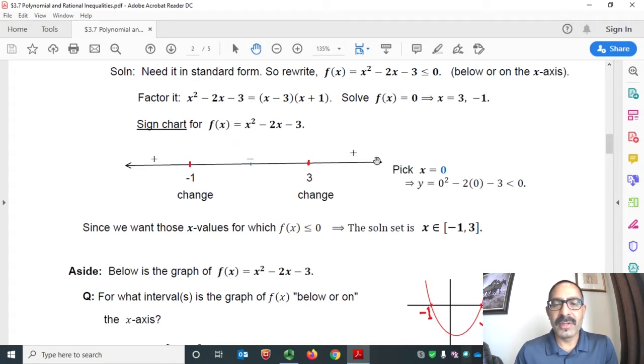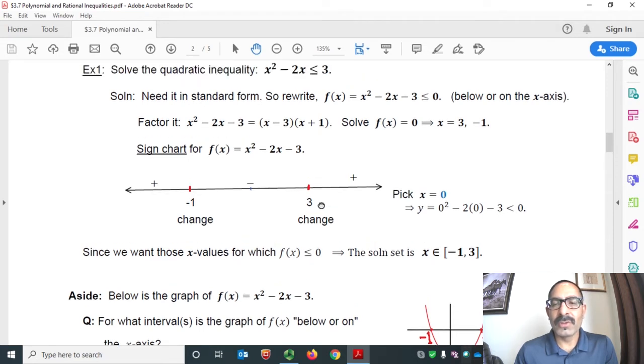put x equals 0 here, and find y. y equals 0 squared minus 2 times 0 minus 3. We don't care about the value here, we only care whether we are getting positive or negative y values. So this 0 is gone, this 0 is gone, so negative 3, that means we get a negative value. So just mark negative here. That means f is negative on this interval.